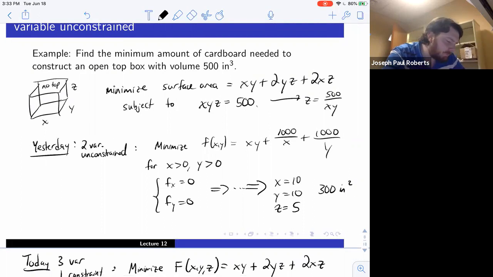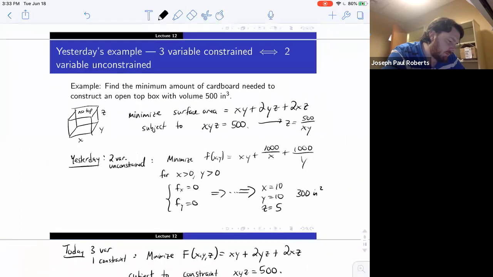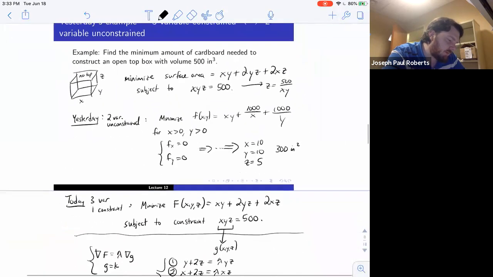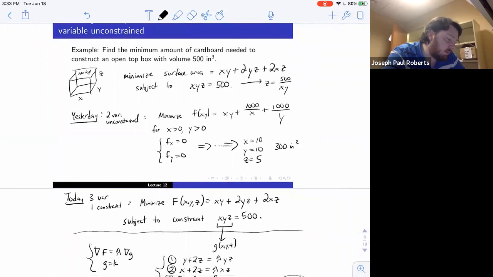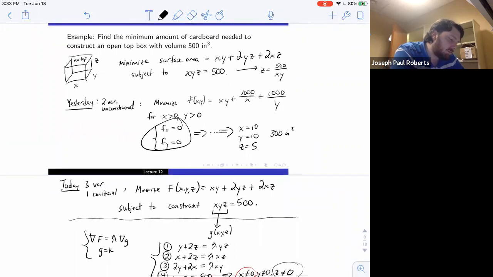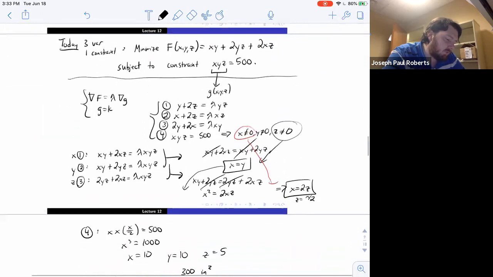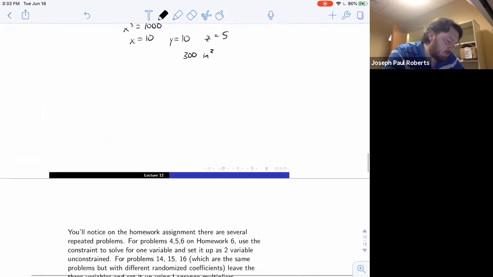So anyway, it's up to you how you want to try some of these problems. You can get rid of one of the variables and do gradient equals 0, or you could keep all the variables and do Lagrange multipliers.